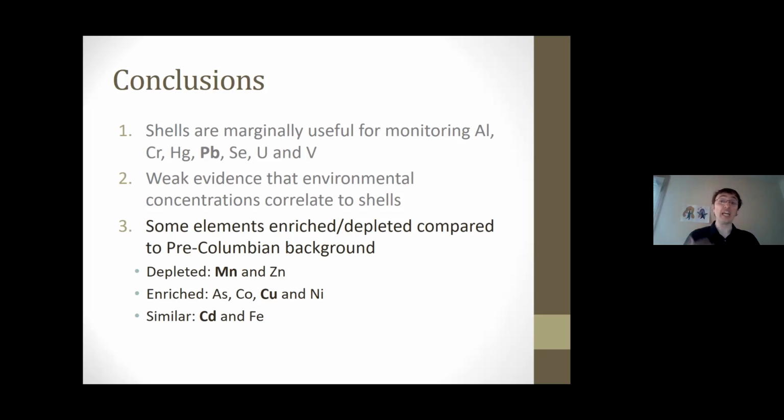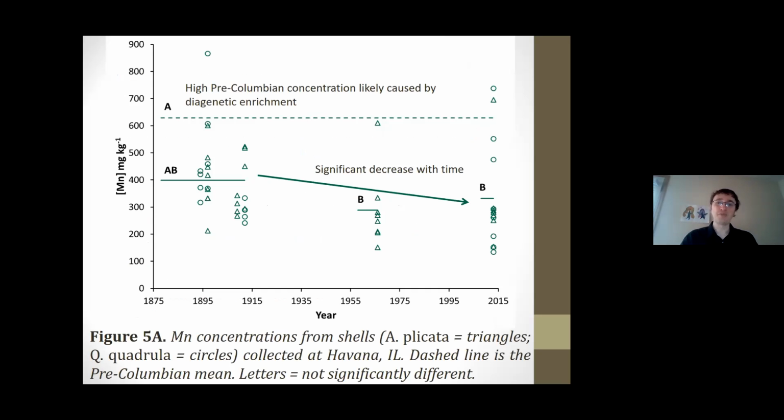This data set got really complicated really quick because there's a lot of shells, a lot of locations, a lot of time points, multiple species. So I'm going to try and keep it as simple as possible. Let's take a look at what we're able to find for some of our elements. Here's manganese. As I mentioned, on average, it tends to be lower than our pre-Columbian background. And at the Havana site, it had a significant decrease with time over the course of the 20th and early 21st century.